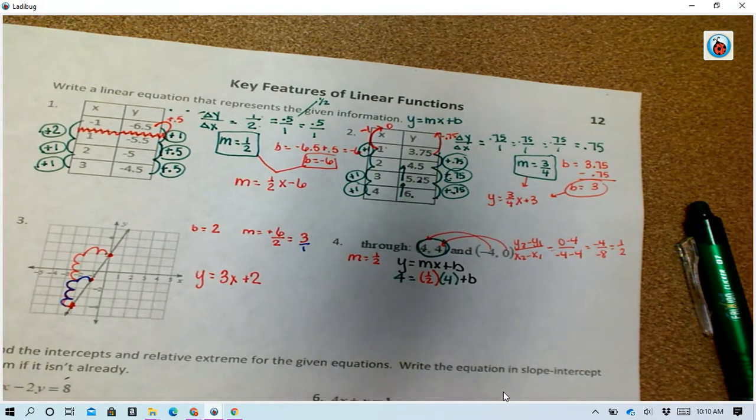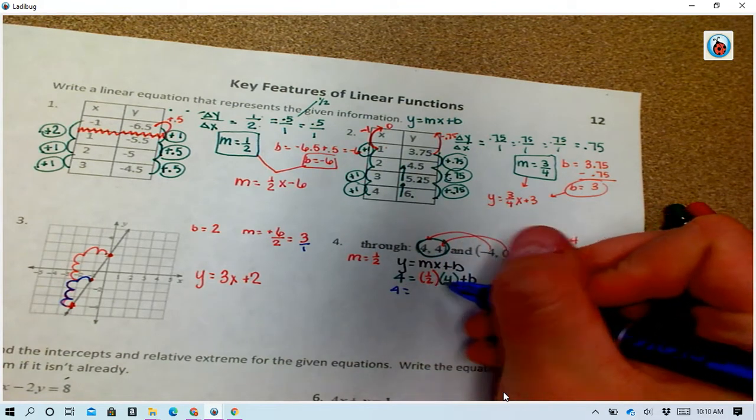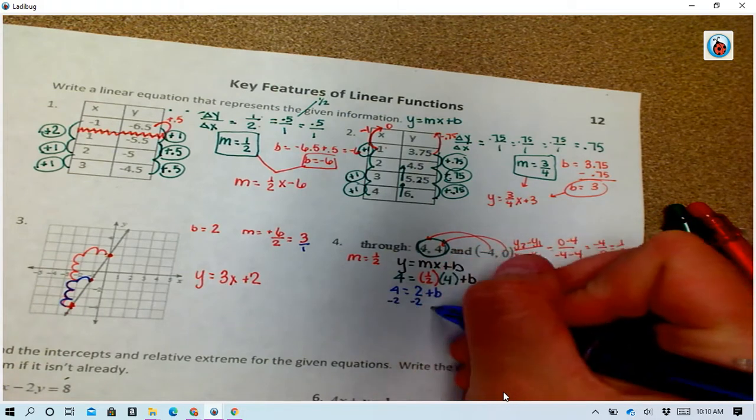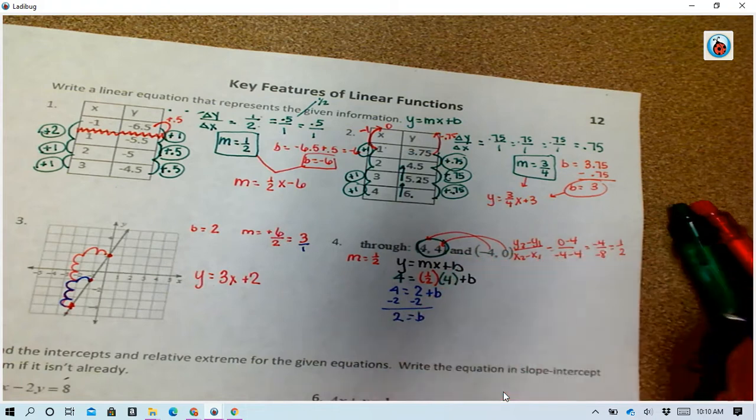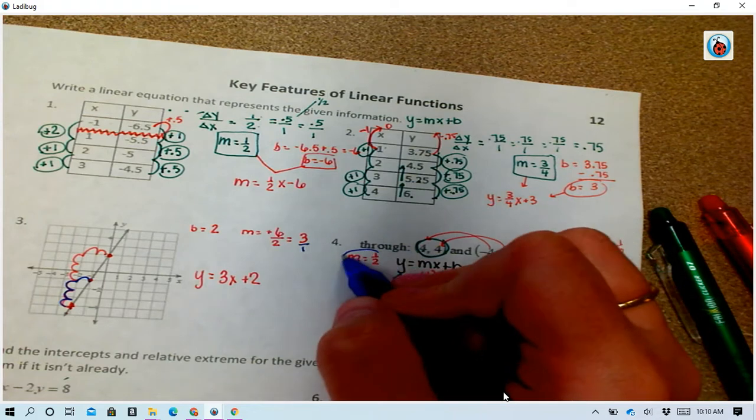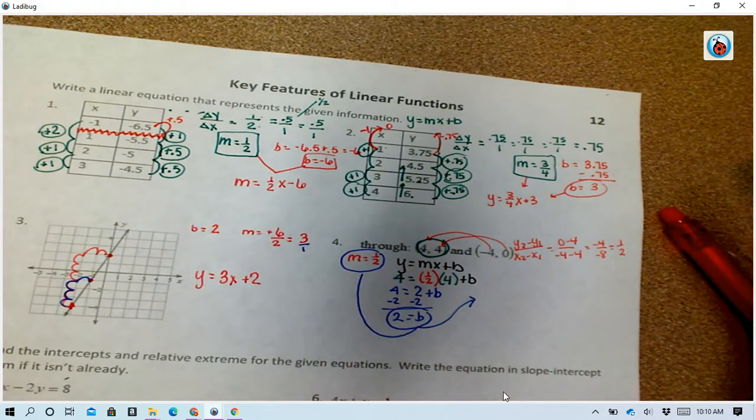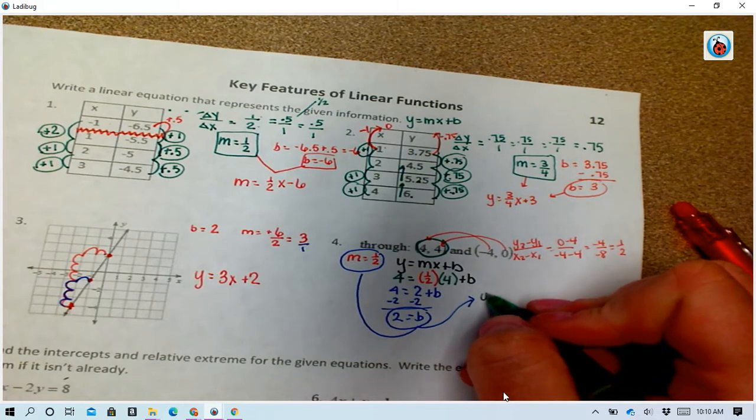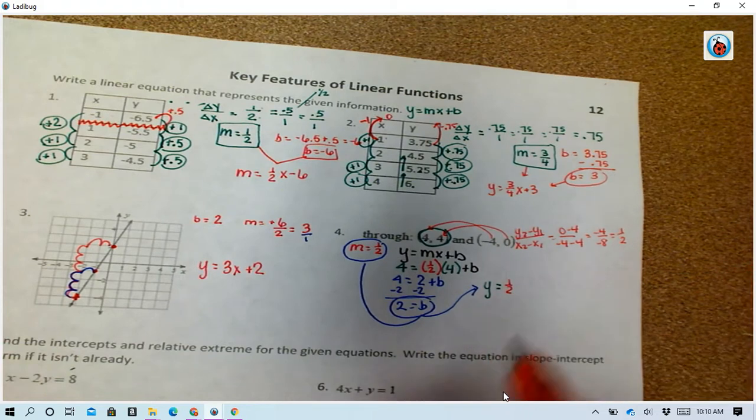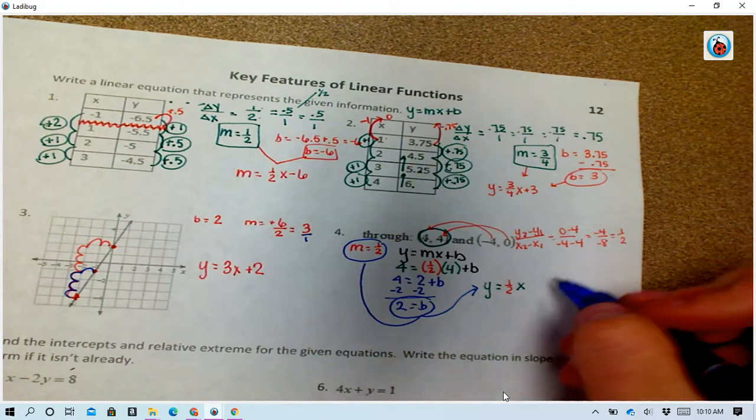And now we just do the math. So 4 equals 1/2 times 4, which is 2. Subtract 2 from both sides, b equals 2. So we're taking this b equals 2 and this initial slope of 1/2 and putting it together. y equals, our slope was 1/2, x, our y-intercept is 2, so plus 2.